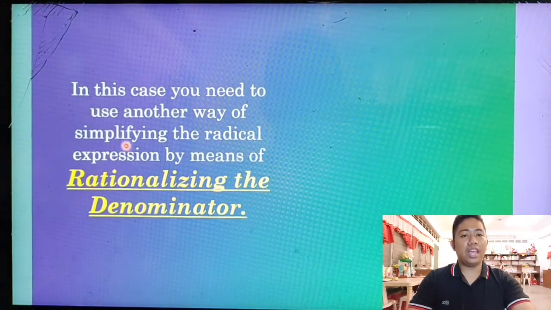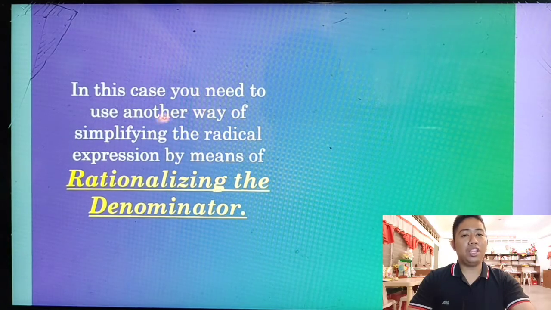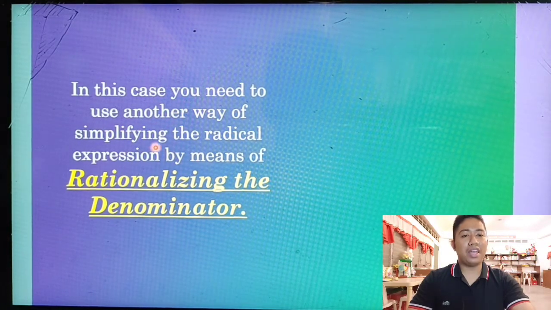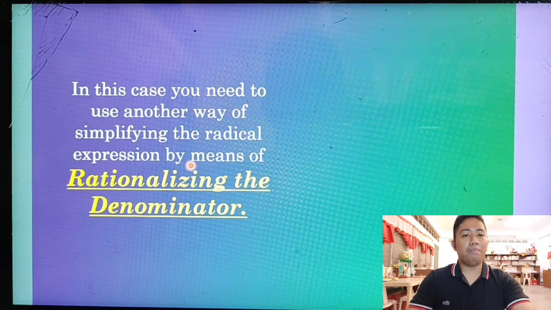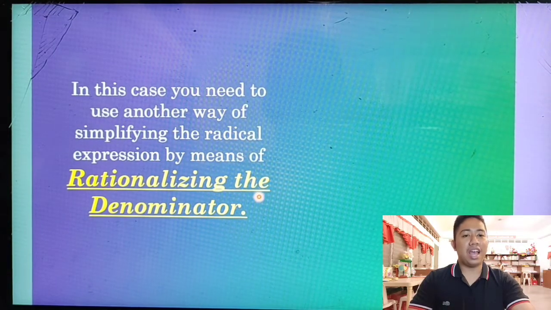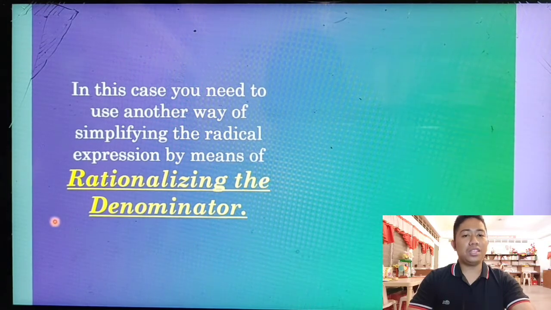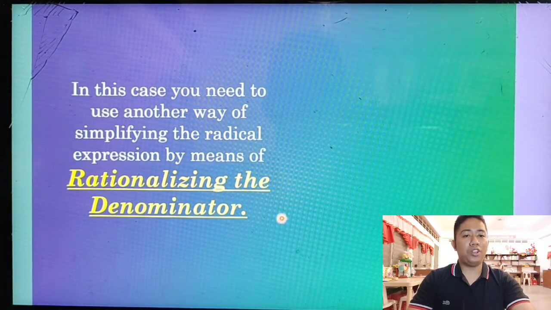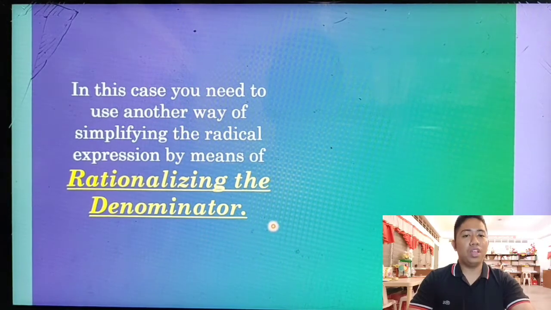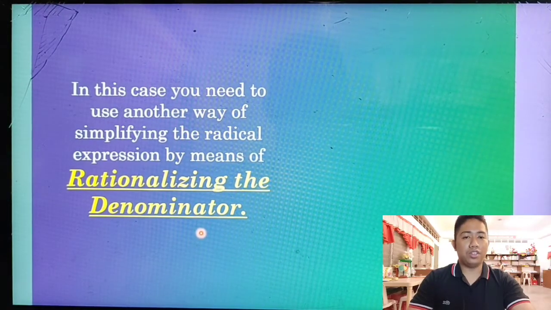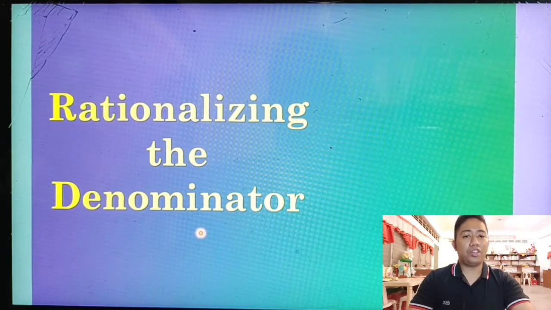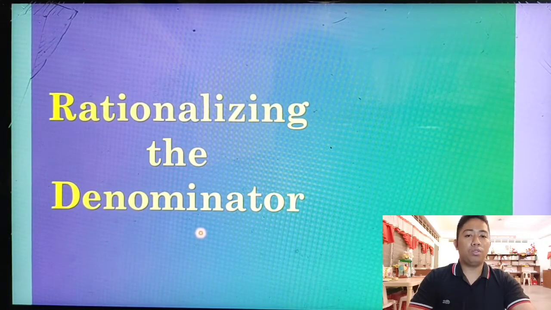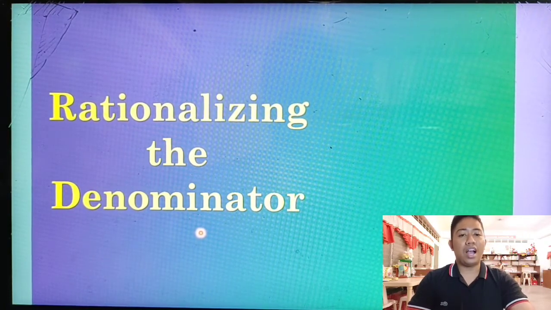So in this case, in the given example, you need another way of simplifying the radical expression expressed as a quotient, by means of rationalizing the denominator. This is another way for us to find the quotient of two radical expressions. Today we will discuss how to rationalize the denominator when you get the quotient of two radical expressions.